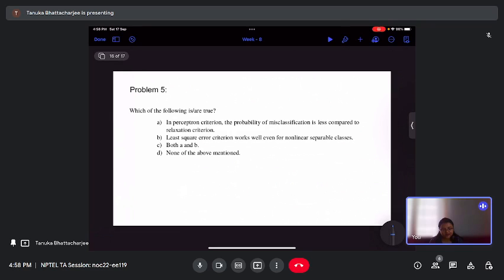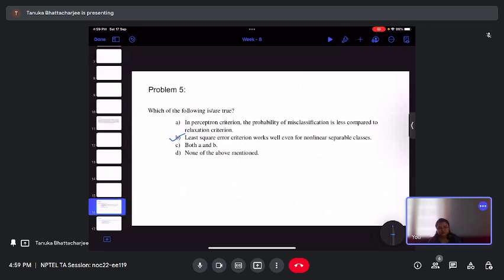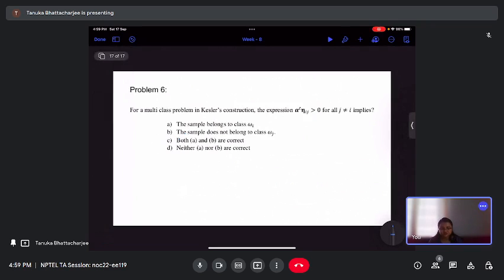Next is, least square error criteria works well even for non-linearly separable classes. So this, as you know, is true. When you have non-linearly separable classes, then the least square error criteria is the best one to go with. Last question is, for a multi-class problem in Kessler's construction, the expression alpha transpose eta ij greater than 0 for all j not equal to i implies which option will it be?